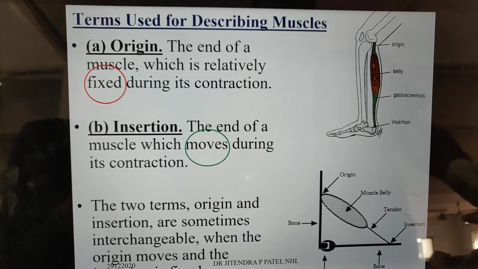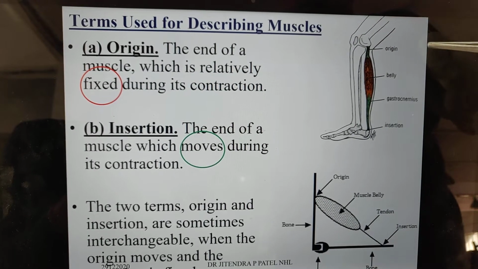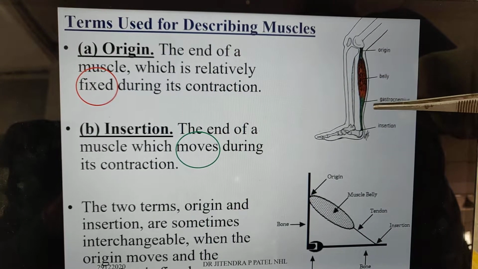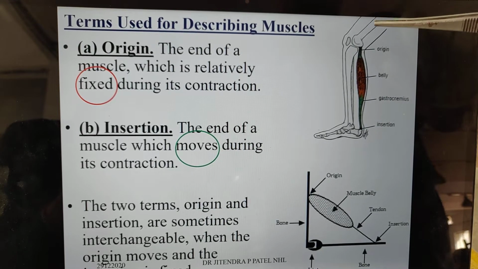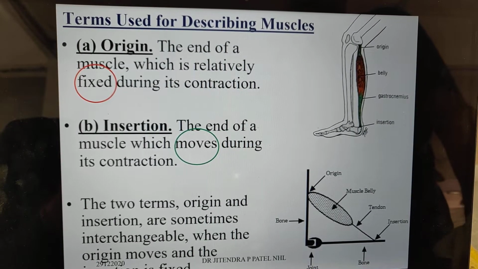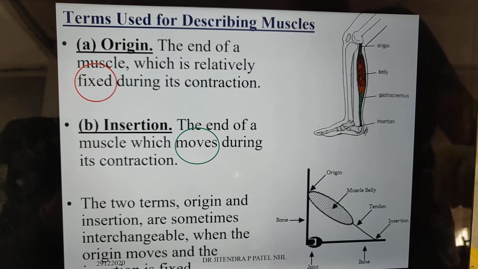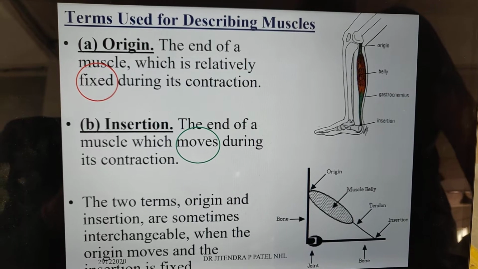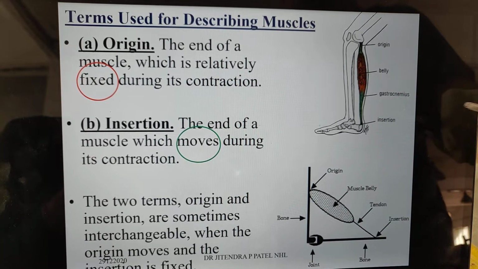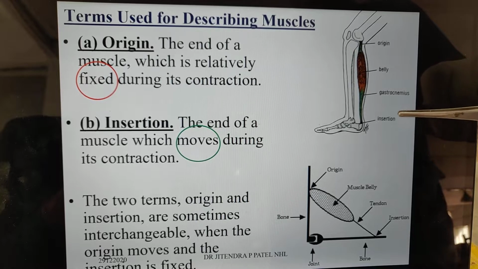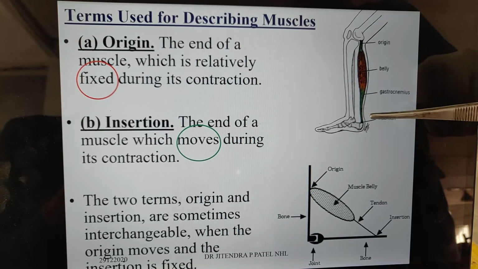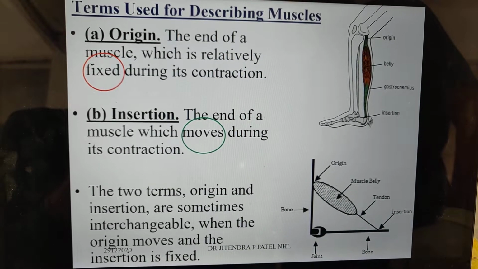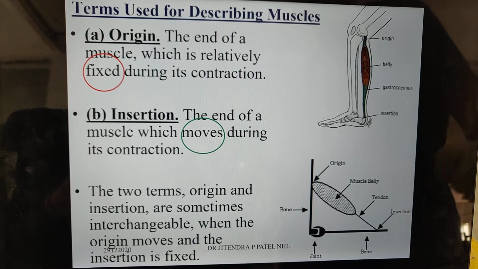Terms used for muscles: this is a muscle, and it has an origin, belly, tendon and insertion. Origin means the end of the muscle which is relatively fixed during contraction, nearest the beginning of the muscle. Insertion is the end of the muscle which moves during contraction. The two terms are sometimes interchangeable, when the origin moves and the insertion is fixed.